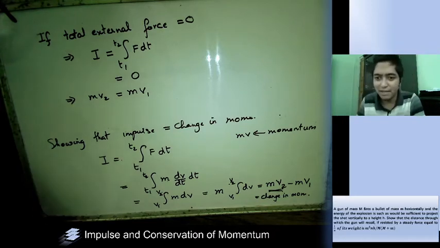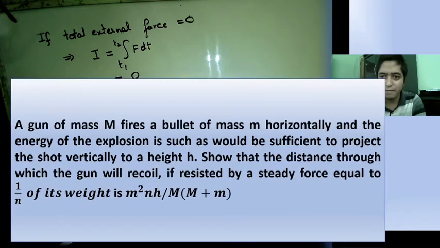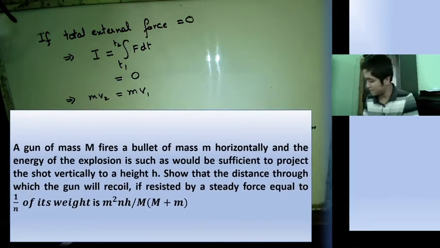So based on that, let us try to do this question right here. A gun of mass M fires a bullet of mass m horizontally.